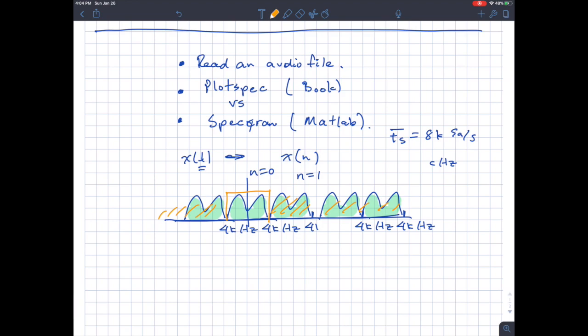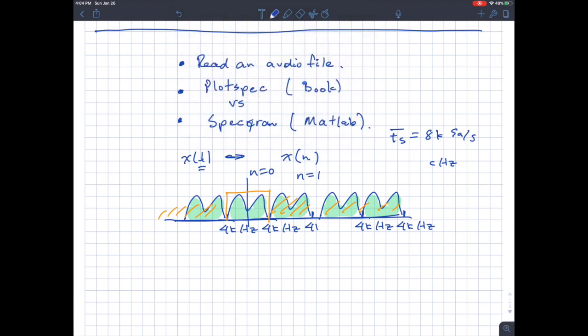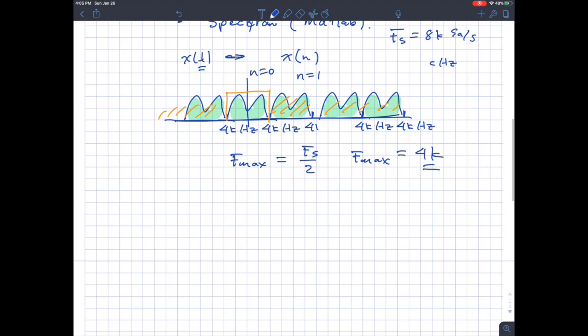All right, because we always low-pass filter to reconstruct, the highest frequency, f max, in a digital signal is fs over 2. All right, so in this case, because we're looking at speech and the sampling rate was 8,000 samples per second, f max is going to be 4K. All right, so now to get to plot spec.